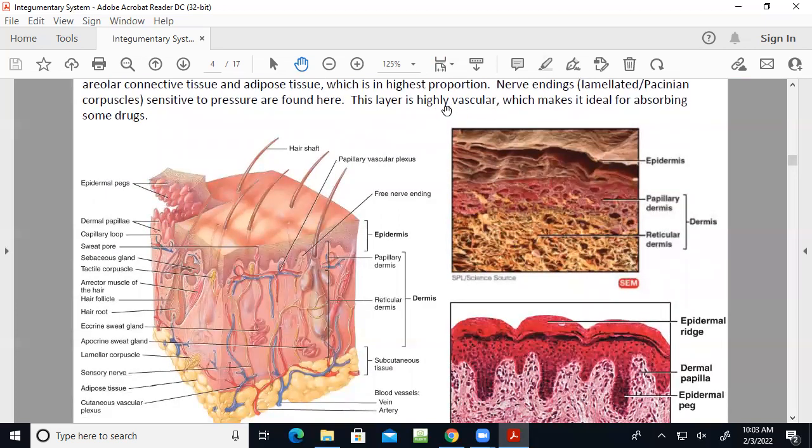One key feature of this layer that's really neat is it's highly vascularized. And the word vascular just means it's got lots of blood flowing through it. So it's got a lot of blood vessels, making it ideal for absorbing some drugs. Okay. So in some cases, like when a person gets a shot, they might inject that shot right into the subcutaneous layer. In fact, some needles are called hypodermic needles because more than likely that's where that injection's going.